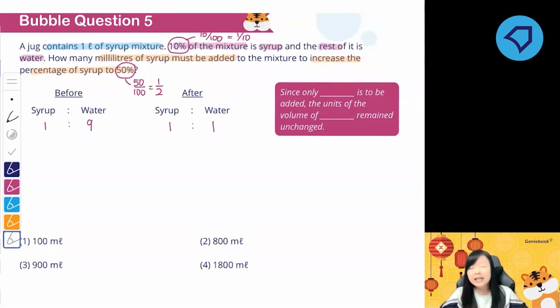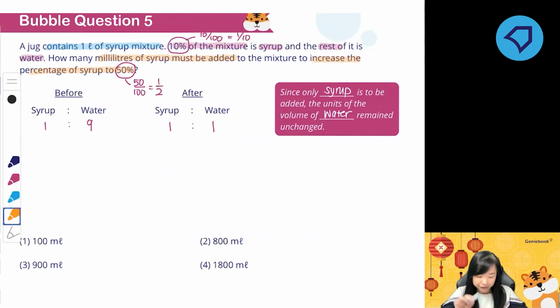Now, can you answer for me over here? Then I will launch the bubble question. Since only what is to be added? Everybody, what did we add? We add the syrup. So which one will remain unchanged? If we add the syrup only, do you want to try on your own? So we make which unit the same? Let me highlight for you and then you try it on your own. We make the water the same. Very good.